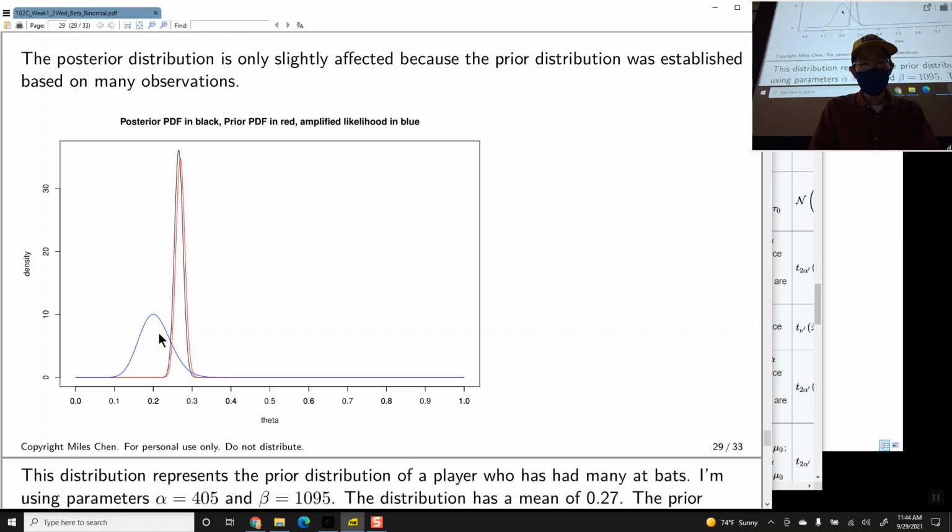And that's because the prior distribution was so strong, right? Seeing only 100 at-bats in comparison to this player's career is not enough for us to suddenly say you're trash, okay?